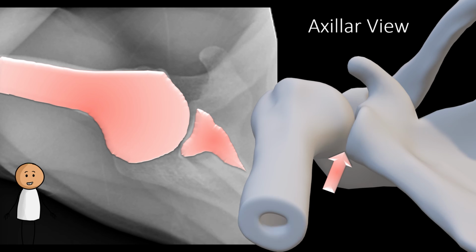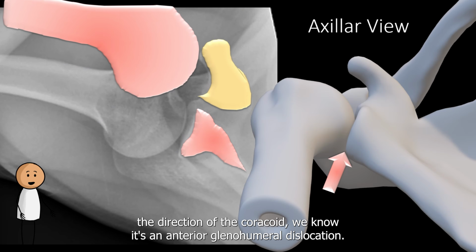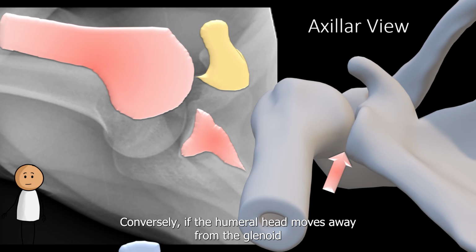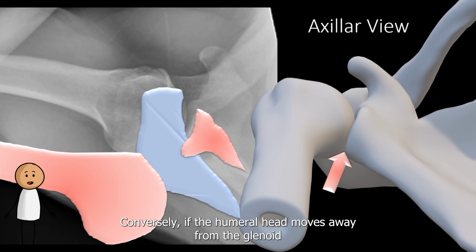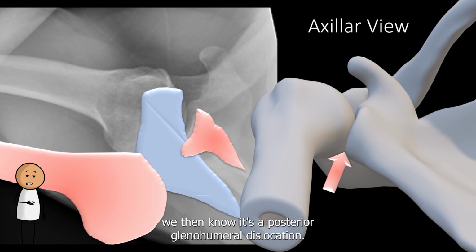In the axillary view, if the humeral head is no longer articulating with the glenoid and lies in the direction of the coracoid, we know it's an anterior glenohumeral dislocation. Conversely, if the humeral head moves away from the glenoid and lies adjacent in the direction of the acromion, we then know it's a posterior glenohumeral dislocation.